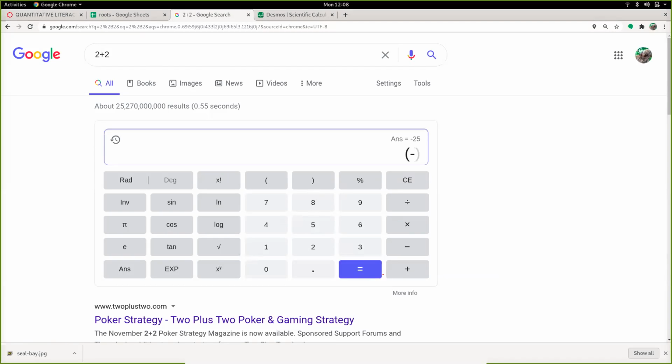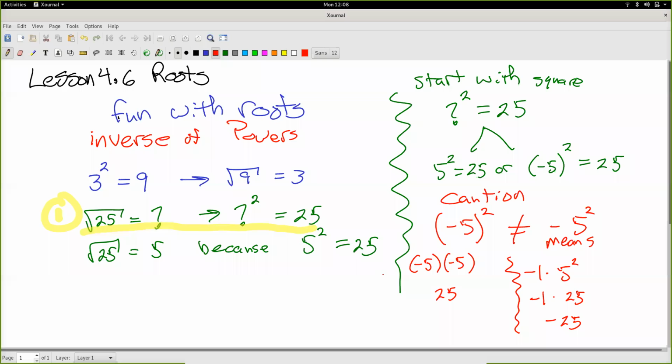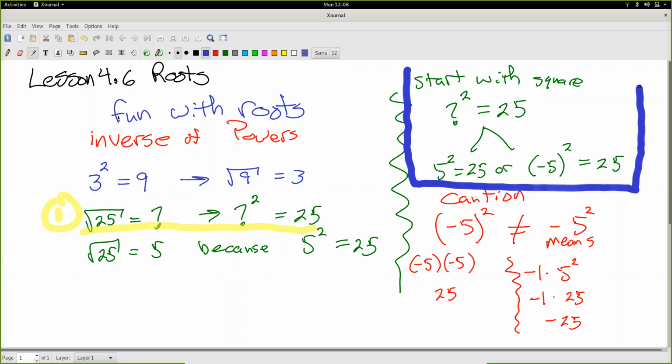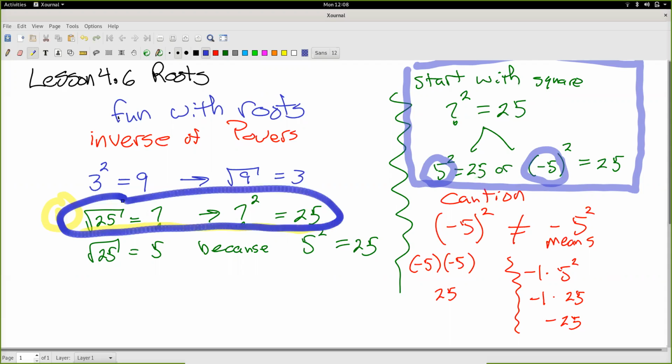So back here, this is a super important idea on the top right: if we start with a missing square equals some number, there are two possible answers. One of the answers is 5, the other answer is -5. So the next question is, how does this problem relate back to this problem over here?